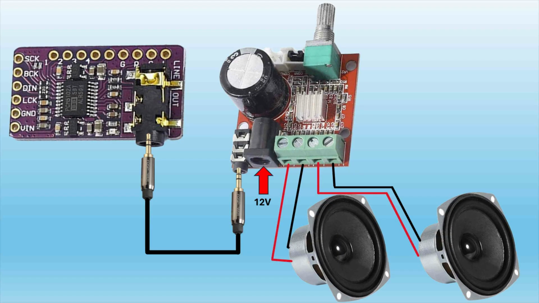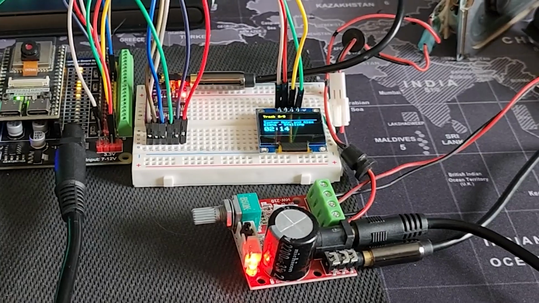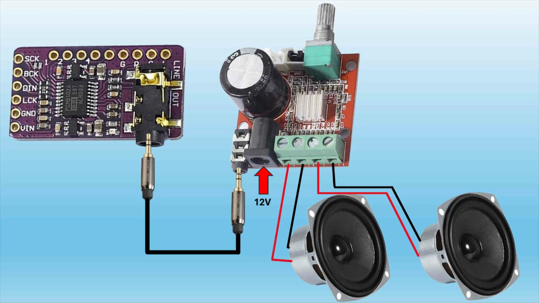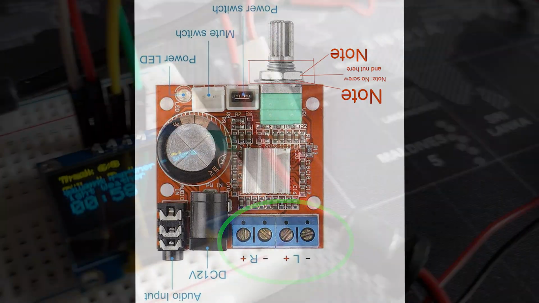The wiring for this is pretty simple. I have an audio cable connected between the DAC and the amp. I have the amp powered by a 12 volt 5 amp power supply, and the speakers are connected to the left and right speaker screw terminals.